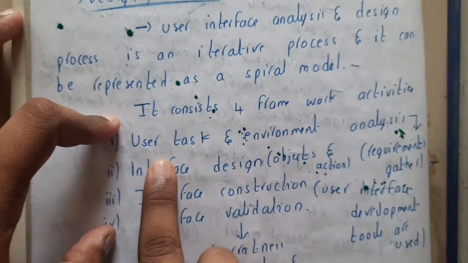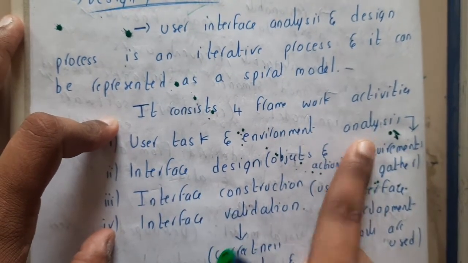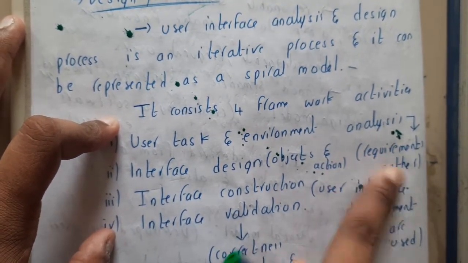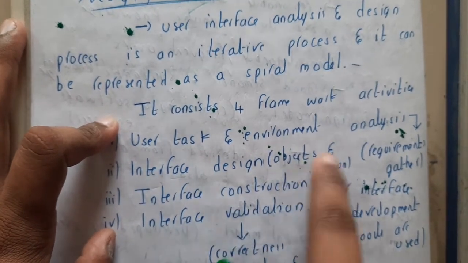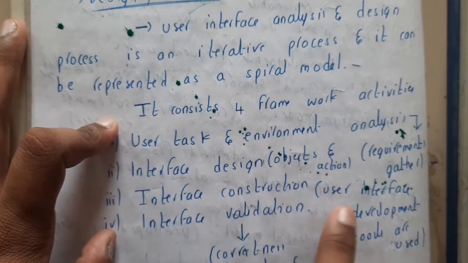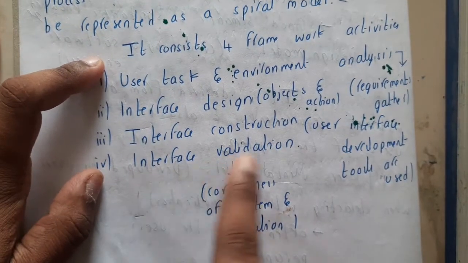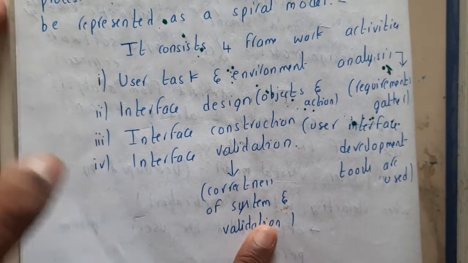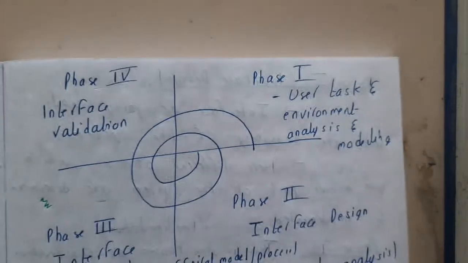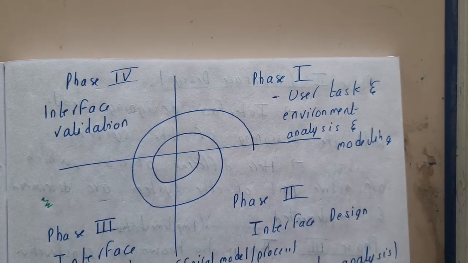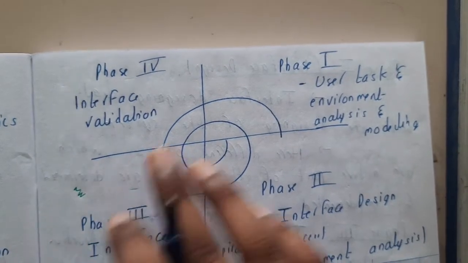The first activity is nothing but user task and environmental analysis, that in simple words you can say as requirement gathering, and interface design, that is nothing but object and action. Interface construction, that is nothing but user interaction development tools are used here, and interface validation. So here they will be checking the correctness and validation of the system. We'll be discussing them in detail, so don't worry about that. In this way it will be there, guys, the spiral model.